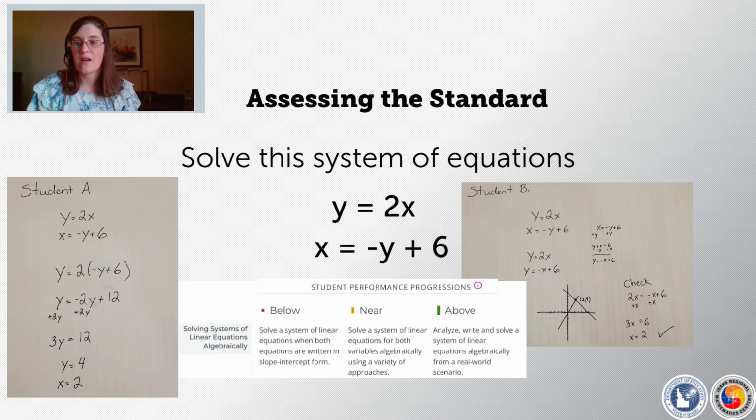Student A immediately solved this system by substituting the bottom equation into the top equation. In this case, this is probably the most efficient method, although others do work. Student B rewrote both equations in slope-intercept form and then solved by graphing. While this solves the problem and meets the standard, it is a lower level, and the student should work toward a mastery of algebraic substitution. The student did check work with substitution, but again, they were working with both equations in slope-intercept form.